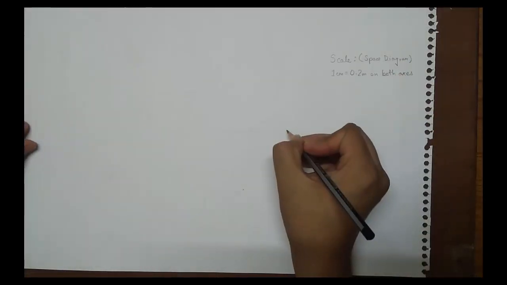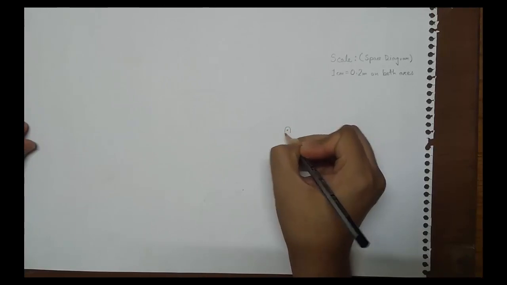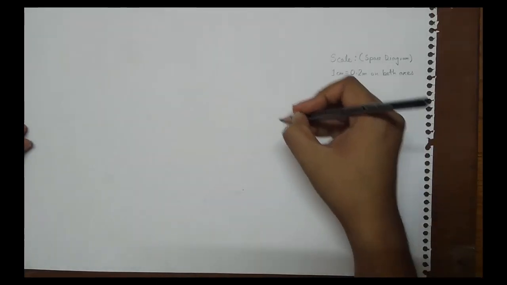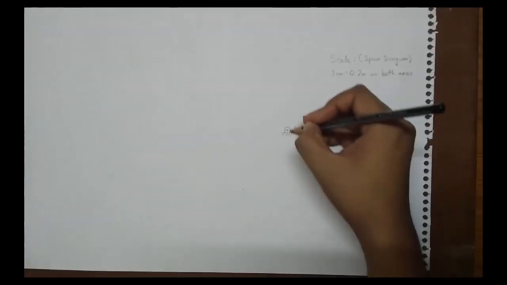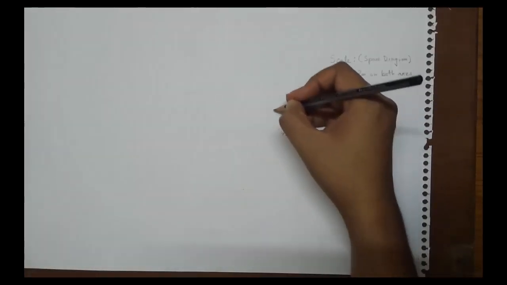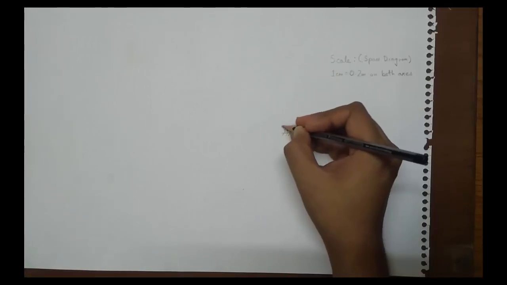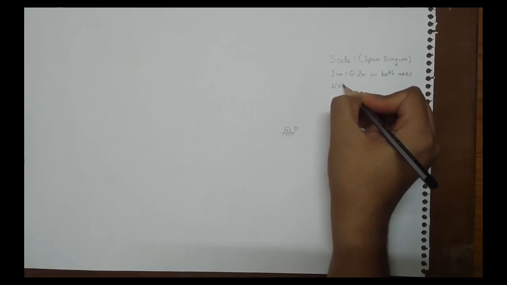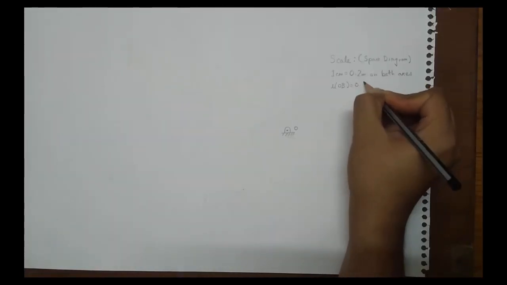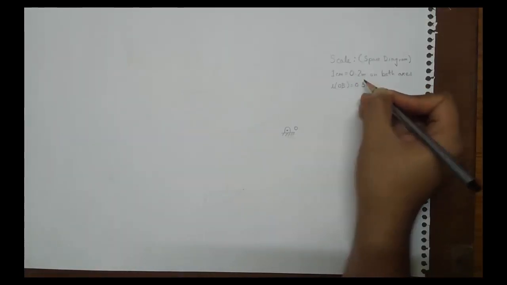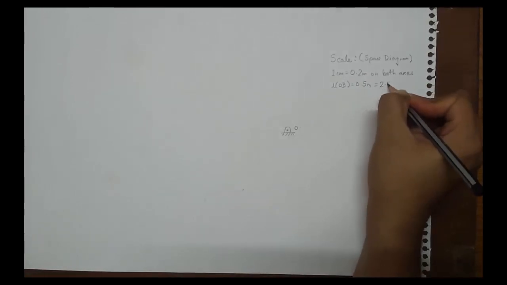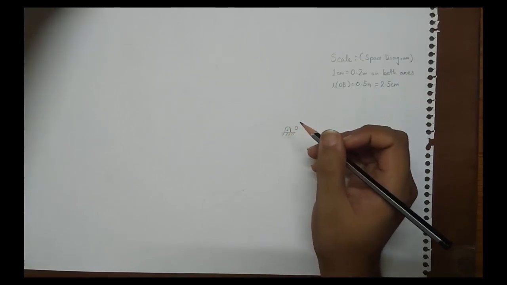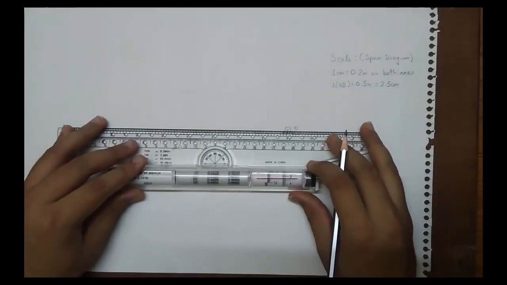Okay, so we'll start off with this point. Let this be the point O. What do we know? There is a link OB which is of 0.5 meter and it is at an angle of 45 degree. So we know length OB is equal to 0.5 meter, which from our scale will be equal to 2.5 centimeter at an angle of 45 degree. So let us draw that.